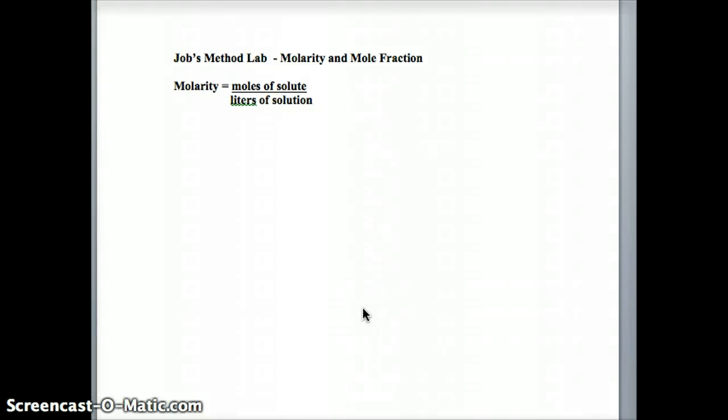Hi, in our next lab we're going to be using the Job's Method Lab. In this lab we are going to be able to calculate the chemical formula by using a graph. In this lab we'll be using two calculations, molarity and mole fraction.